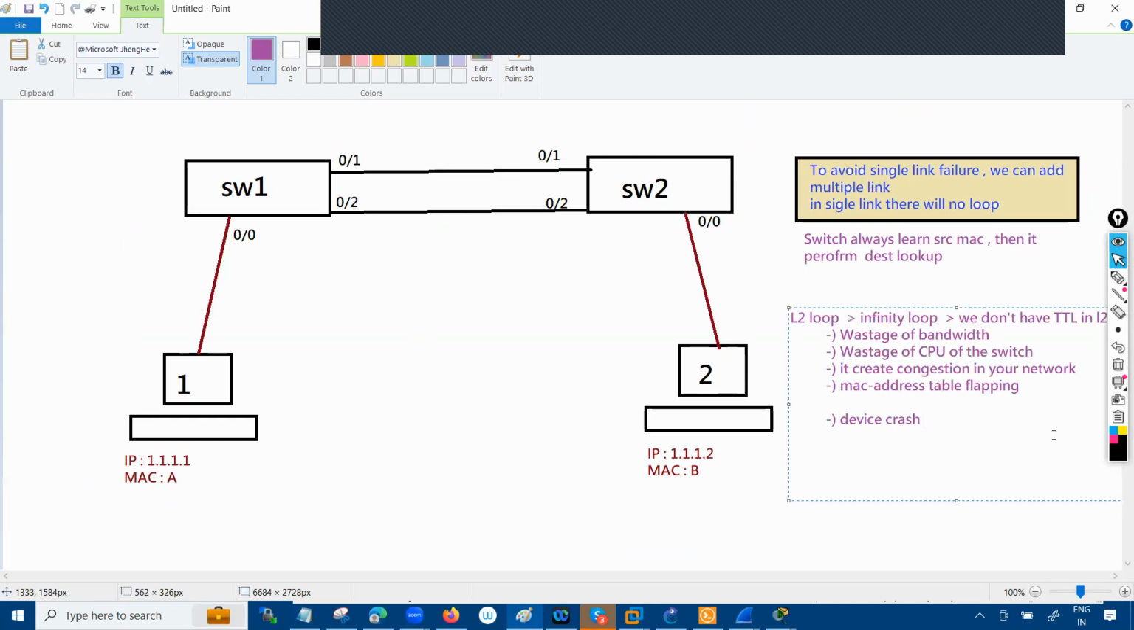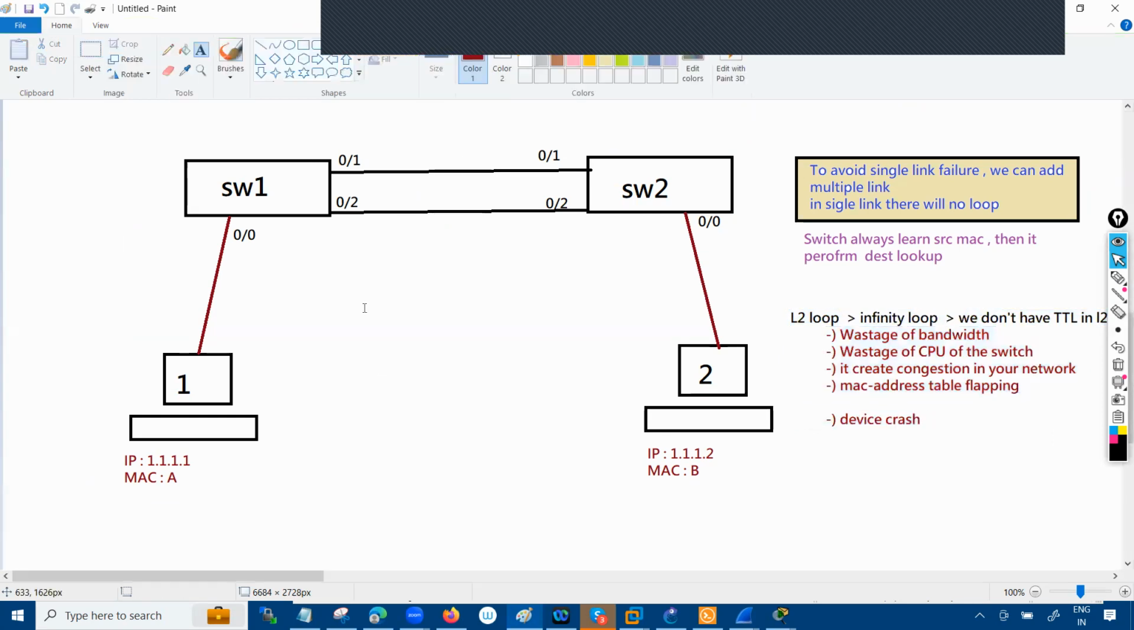What will be the solution now? You can put one network engineer on the switch 1 side, and one network engineer on the switch 2 side. When they feel there is a loop, they will just shut down one interface. Any interface is fine. I need redundancy, I need multiple links.